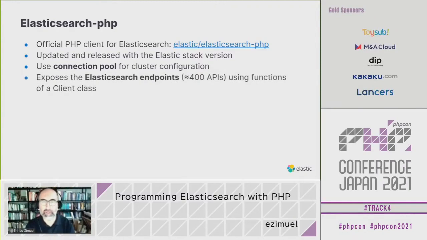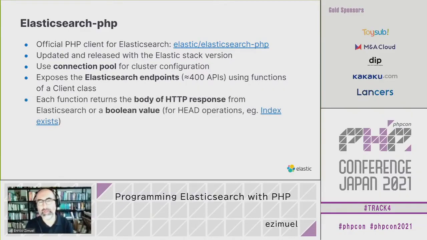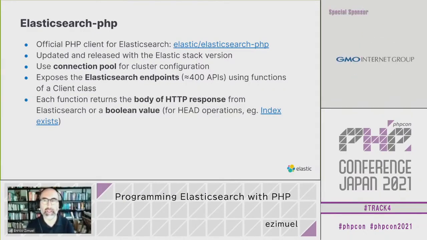As I mentioned, we update the endpoints, so the API, according to the latest version. And right now we have almost 400 APIs, so there are a lot of features that Elasticsearch gives you. Each function returns the body of the HTTP response. I will show you in a minute, but it's very simple. Elasticsearch-php works with an instance that is a client. This is the main object, and you can interact with the endpoints just by calling the functions of this object. And the name of the function is, of course, the name of the API.